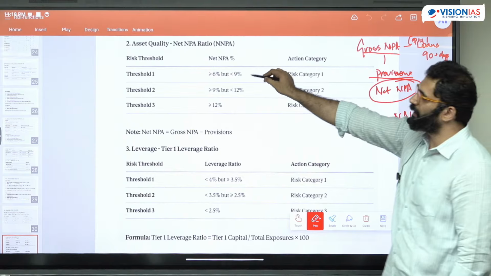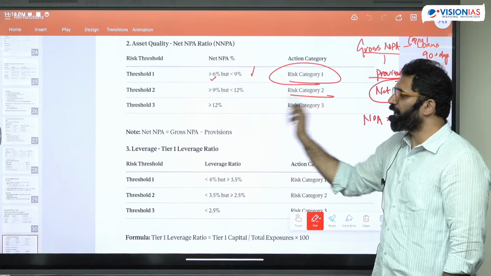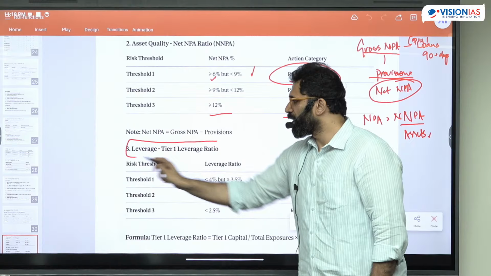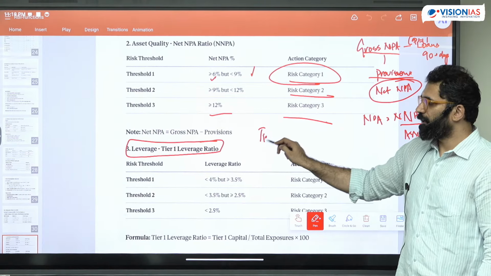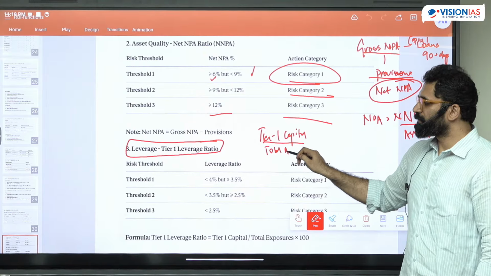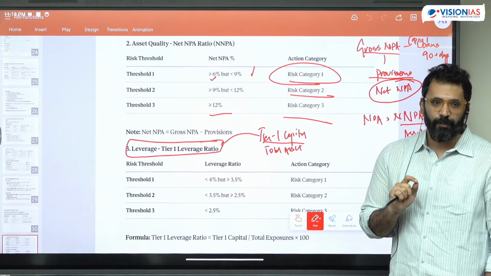NPA ratio less than 9 hai, greater than 6 hai, risk category 1. Between 12 and 9, risk category 2, more than 12, risk category 3. Third is tier 1 leverage ratio. I told you leverage ratio, tier 1 capital upon total asset. This is leverage. 3 indicator per measurement hai for banks.